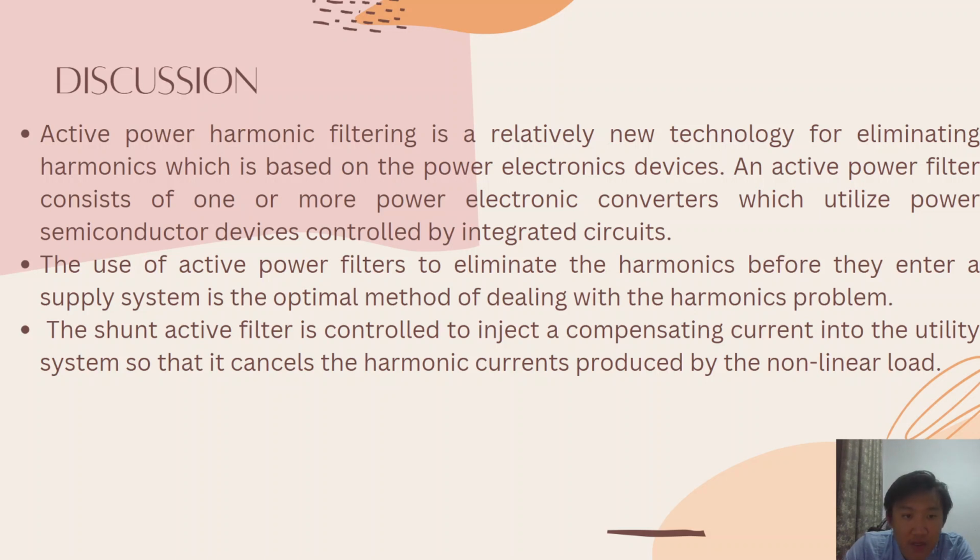Shunt active filter is controlled to inject a compensating current into the utility system so that it cancels with the harmonic currents produced by the nonlinear load.